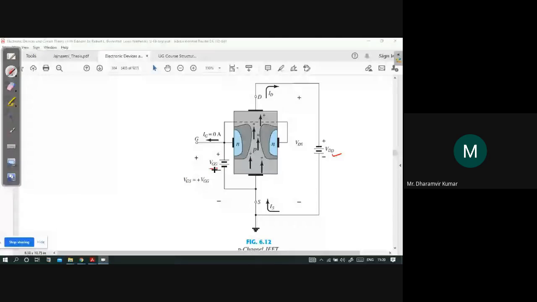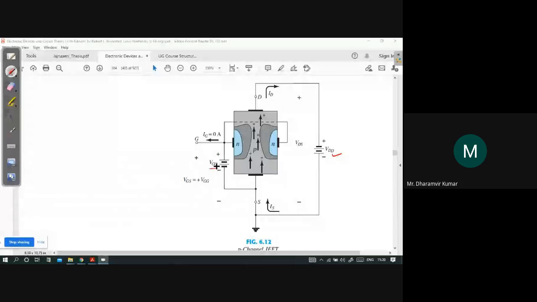So the operation is the same, the structure is the same, only here the polarity of voltages will get changed. Negative potential, negative polarity is VDD.